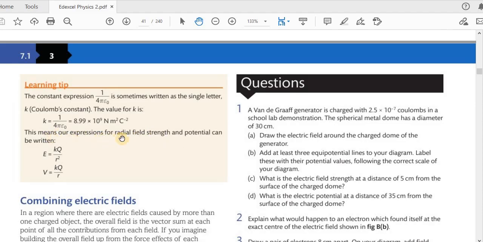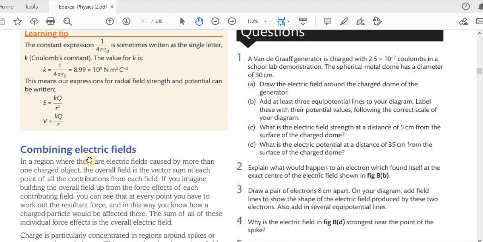This means our expression for radial field strength and potential can be written like this. So E equals kq over r squared. Now remember, here it's r squared, here it's r. So you have to remember these two equations, and simple. Now you can remember k is equal to 1 over 4 pi epsilon naught. So very important equations.